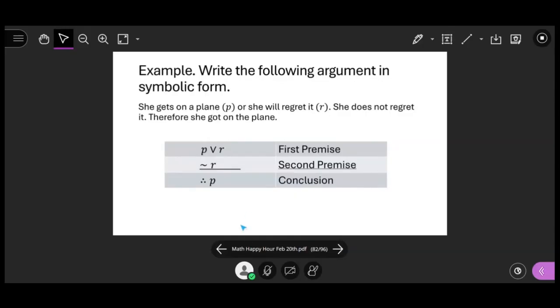Okay, but before we do that, let's practice rewriting something in symbolic form again. So she gets on a plane, that's our P, or she will regret it, that's R. So that's our first premise. She does not regret it, that's negation R. Therefore, she got on the plane. So our three dots and the P.